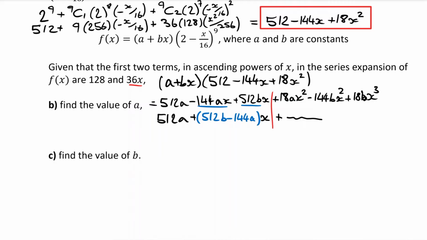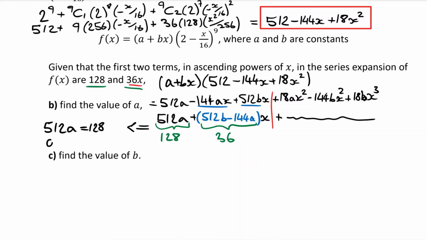Now I can go on, however the question is only referring to the first two terms, which is all that we have to be concerned about. So the first two terms are 128 and 36x respectively. That means that 512a is equal to 128 and 512b minus 144a itself is 36. So finding out what a is now, 512a is equal to 128. That means a is 128 divided by 512, which then gives us just a quarter. So a is 1/4.